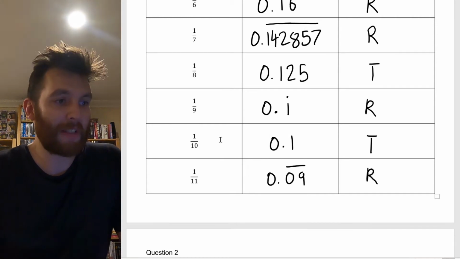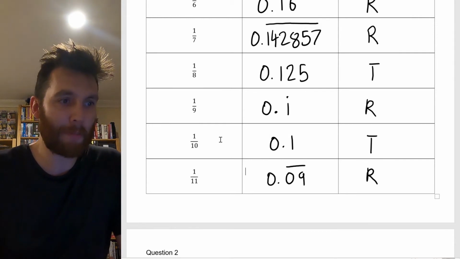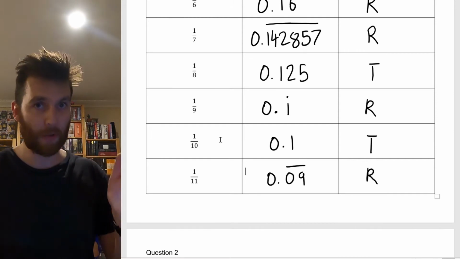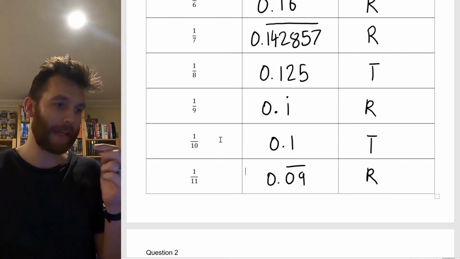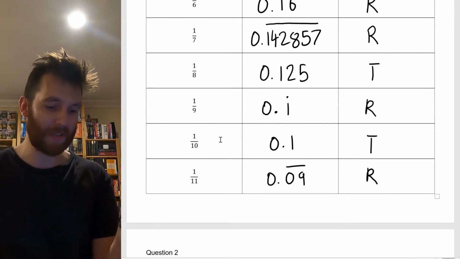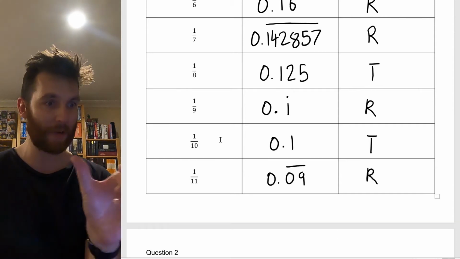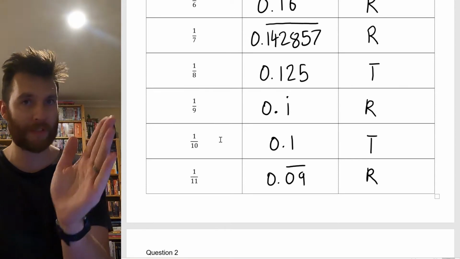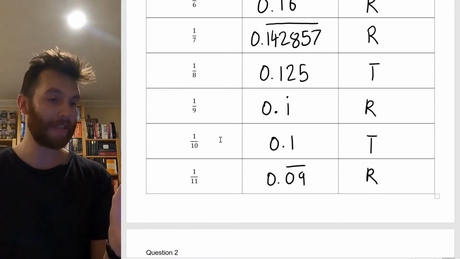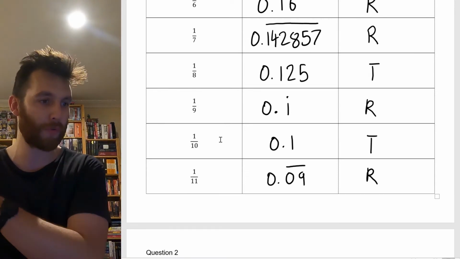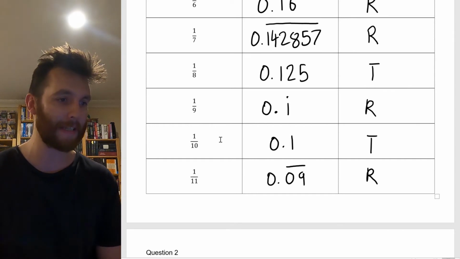Okay, so that was pretty similar. So 1 over 9, for example, gave us 0.1 recurring, so the 1 recurs for that one. Whereas say 1 over 11, it's the digits 0 and 9 that repeat, which is where we put that repeating decimal bar. So that's another repeating decimal.